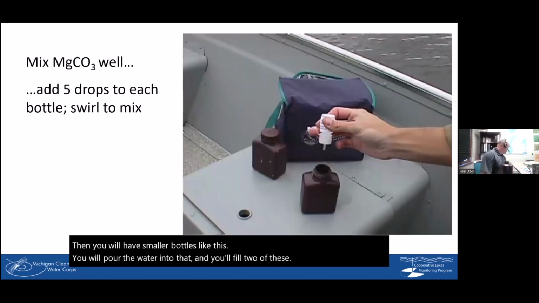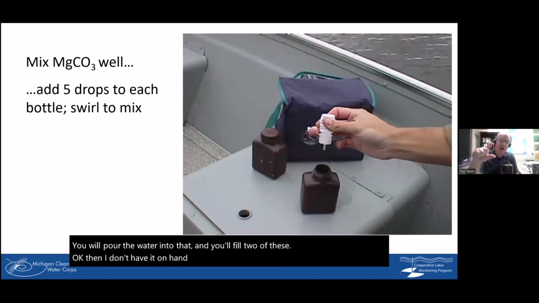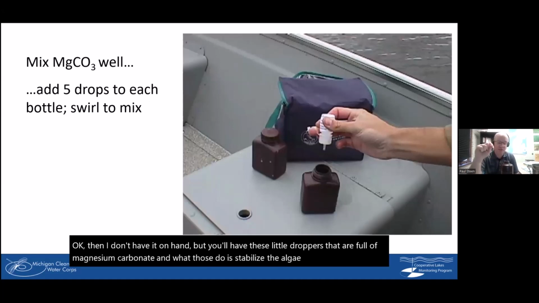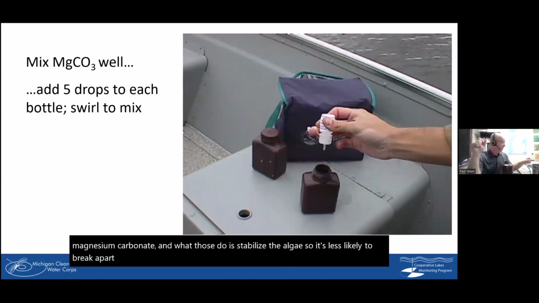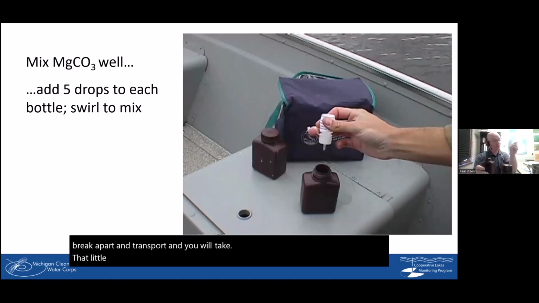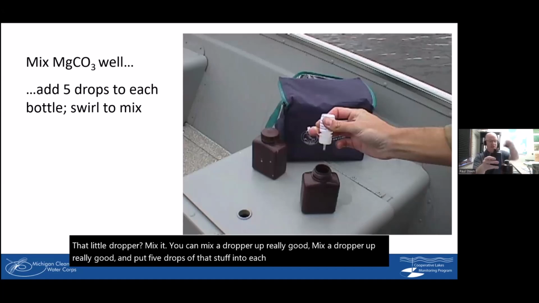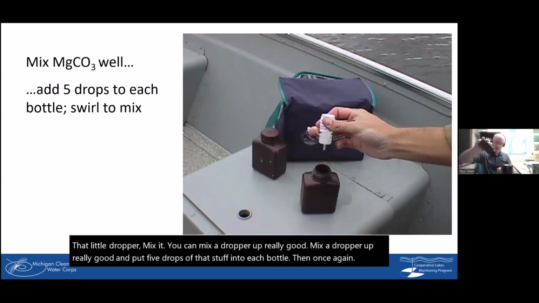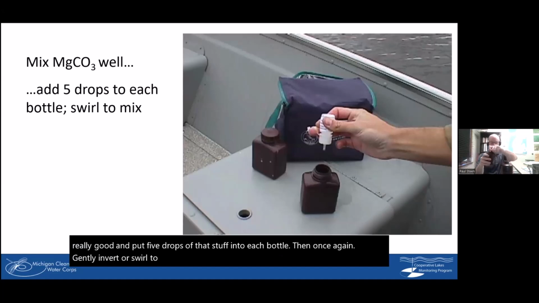Then, I don't have it on hand, but you'll have these little droppers that are full of magnesium carbonate. What those do is stabilize the algae so it's less likely to break apart and transport. You can mix the dropper up really good, and put 5 drops of that into each bottle. Then once again, cap, gently invert or swirl to mix. Nothing vigorous. You never want to really shake algae cells up.